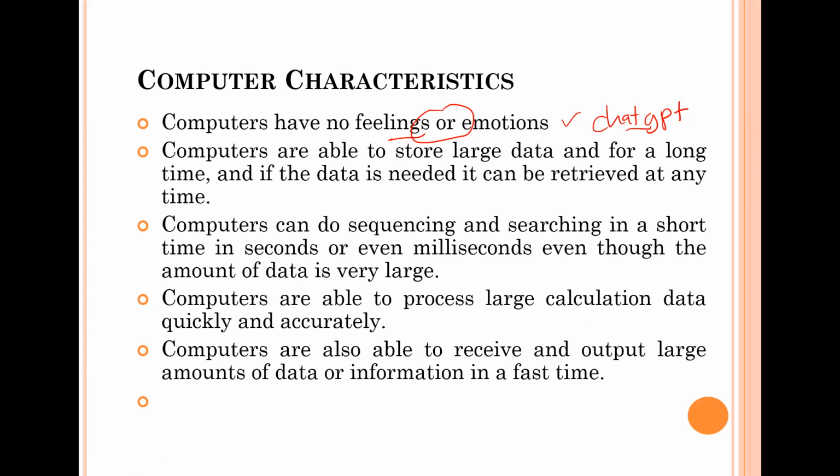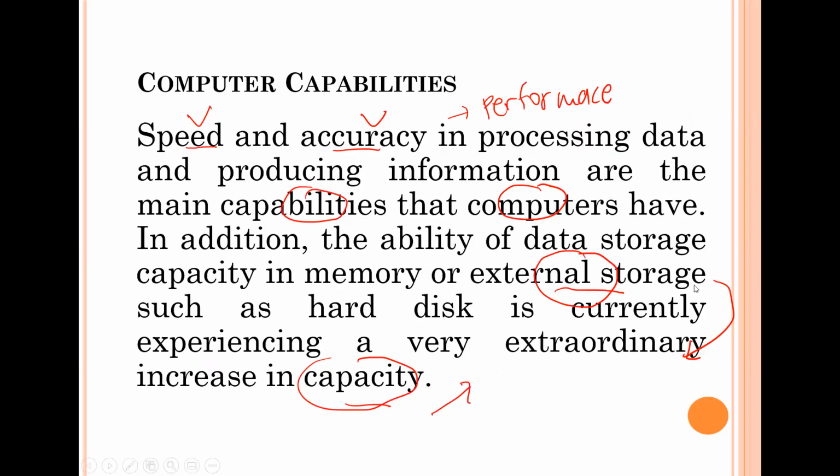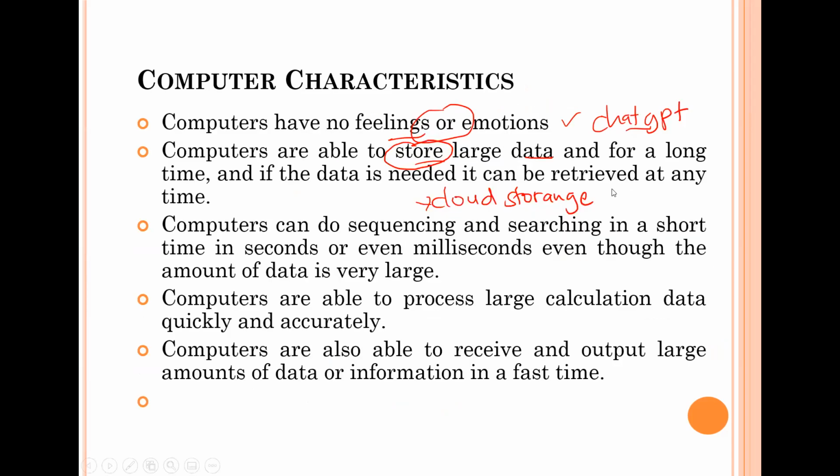Computers are able to store a large amount of data for a long time, and if the data is needed, it can be retrieved at any time. Well, okay, if the computer is embedded with large storage, then the computer can contain a lot of data. But if the computer doesn't have the embedded storage, it can use some kind of cloud storage, or we already talked about it as external storage here. And then after we save it on the external storage, we can also retrieve the data when we need it.